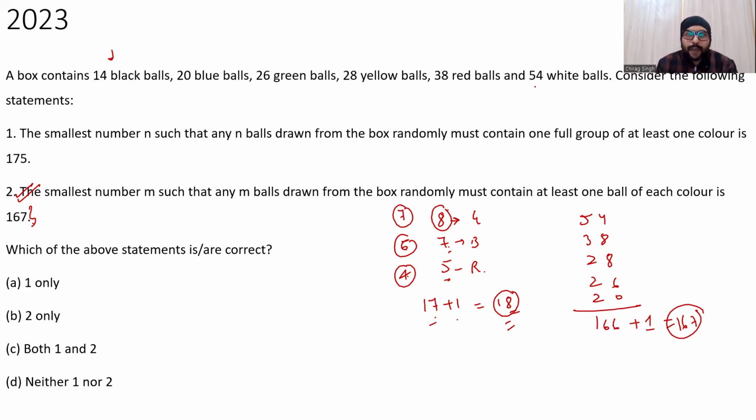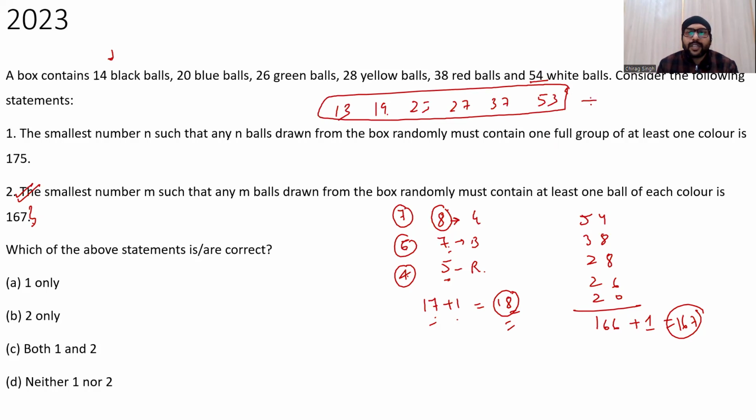In this case, what you have to do is, this is 54, so take 53, 37, 27, 25, 19 and 13. Add all of them and plus 1 and check whether it is equal to 175 or not. Did you understand? Tell me. How many of you have understood this question?